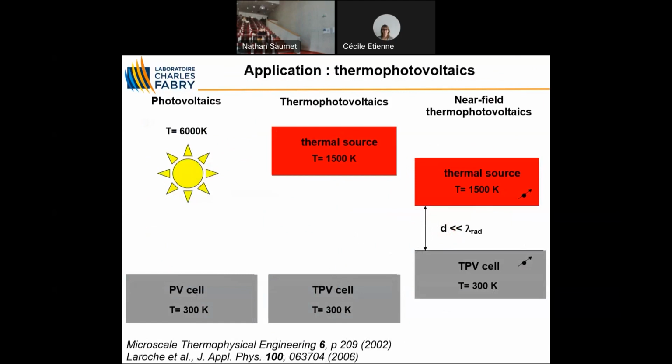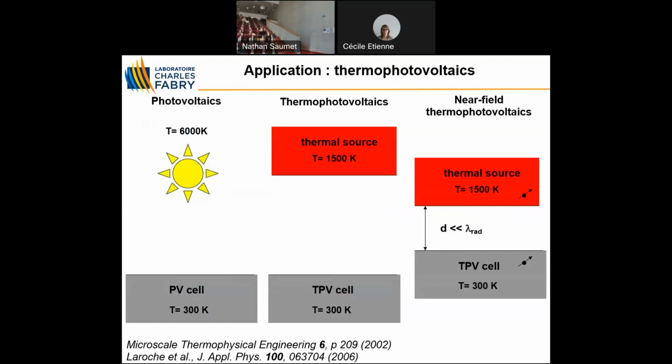Okay, coming back to thermophotovoltaics. The idea of photovoltaics is to have a photovoltaic cell here that transforms the energy. Like I mentioned before, the fundamental thermodynamic limit, called the Shockley-Queisser limit, is related to the mismatch between the spectrum of the source and the absorption spectrum. The idea is to use a thermal source. If you use a thermal source that can emit at a single wavelength, then you solve the problem. And this is what is called thermophotovoltaics.